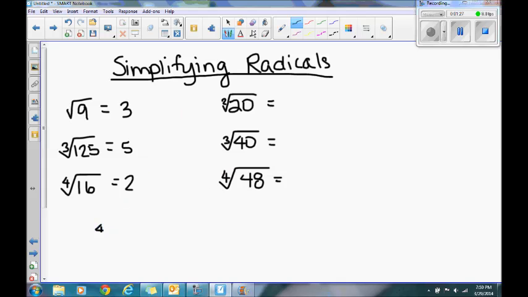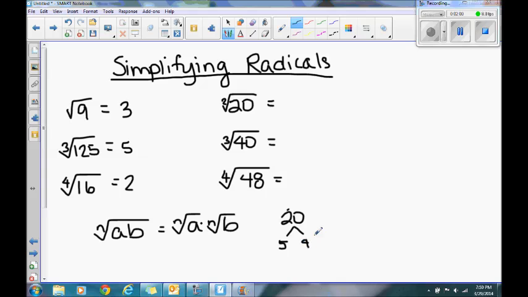And the rule that we're going to use says if I'm trying to take the nth root of a product of 2 or more things, then I can take the nth root of each piece one at a time and multiply those answers together. So the first thing I have to do when I'm looking at numbers like 20 and 40 and 48 is figure out how they break apart into their smallest pieces.